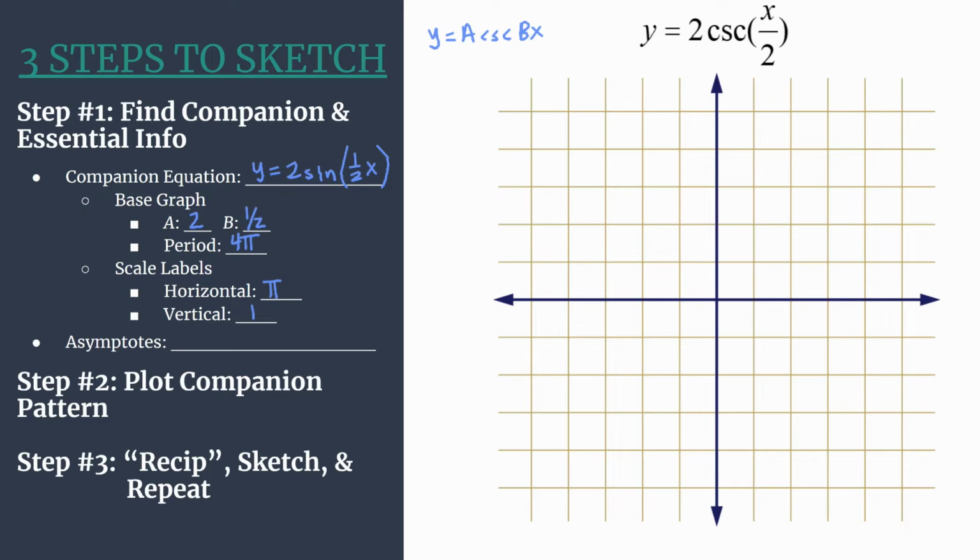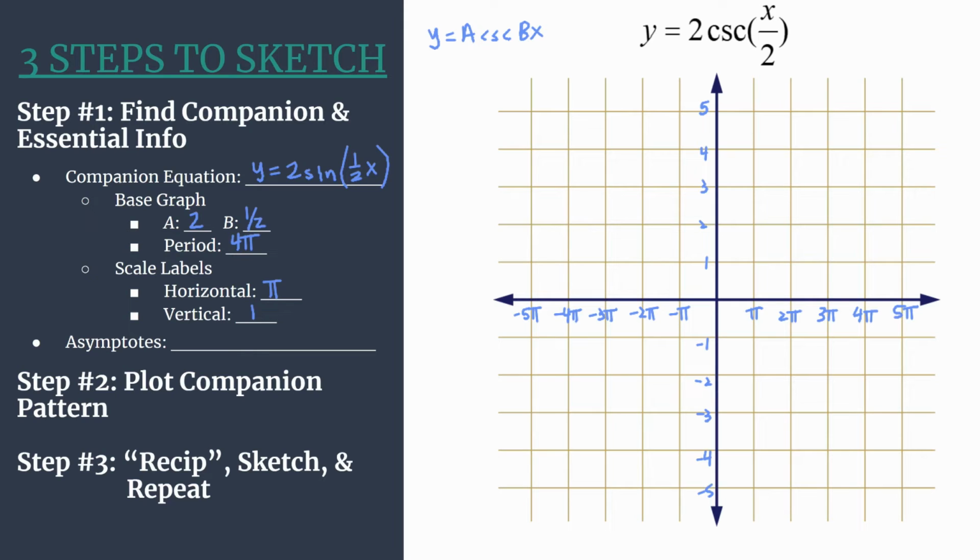So let's go ahead and take a minute to label our axes. Starting on the horizontal axis, we're counting by pi. So we have 1 pi, 2 pi, 3 pi, 4 pi, 5 pi. Okay, and then we can go in the negative direction, same values, just negative. We have negative pi, negative 2 pi, negative 3 pi, negative 4 pi, and negative 5 pi. And then we're counting by 1 for the vertical axis here. All right, now we have everything nice and set up for that companion pattern in the next step.